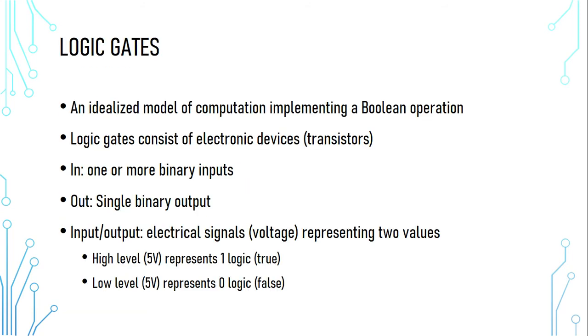Logic gates. A logic gate is an idealized model of computation implementing a Boolean operation. They consist of transistors, electronic devices. They receive one or more binary inputs and send out a single binary output. Inputs and outputs of logic gates are electrical voltages representing two values. High level shows 1 logic or true, low level shows 0 logic or false.